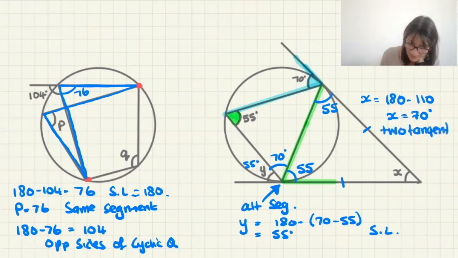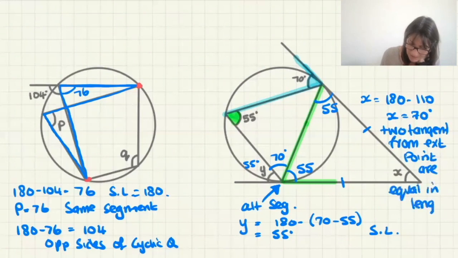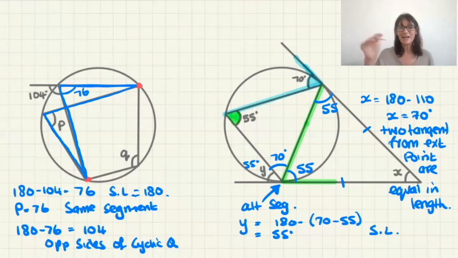tangents from an external point are equal in length. Written that one out in full because we haven't seen it for a little bit and we might forget. Okay, I hope that went well.